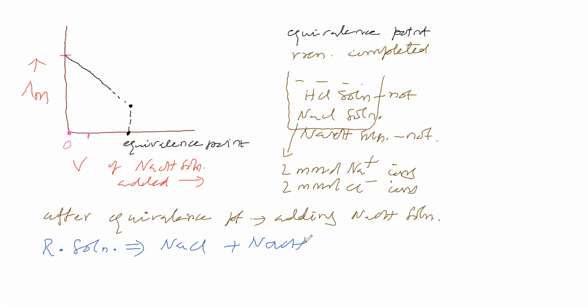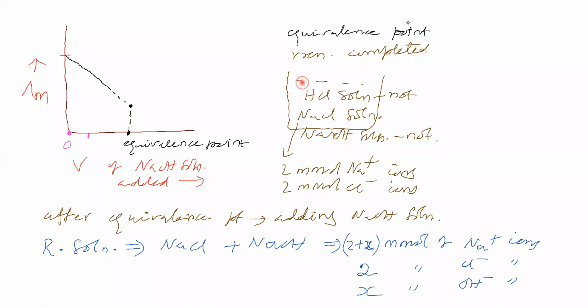Now, in the resultant solution, how many millimoles of Na plus ions will be there, you think? How many millimoles of Cl minus ions, and how many millimoles of OH minus ions? Cl minus ions have no change, 2 millimoles. OH minus ions, suppose you add X millimoles. Shall we say sodium will be 2 plus X millimoles? Why 2 plus X millimoles? Because already in the equivalence point solution contains NaCl.